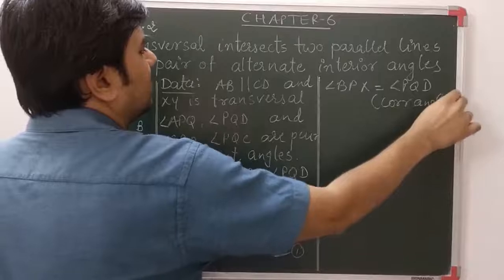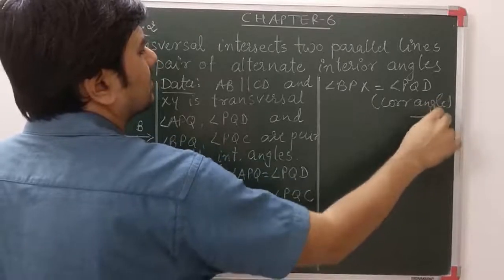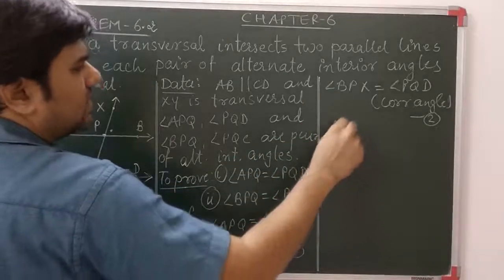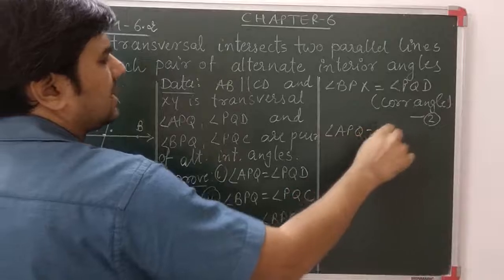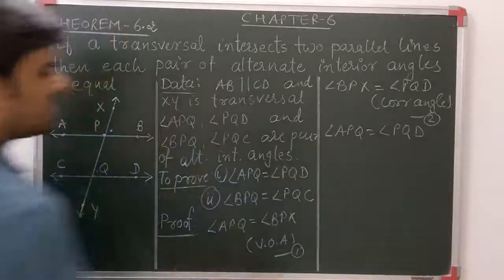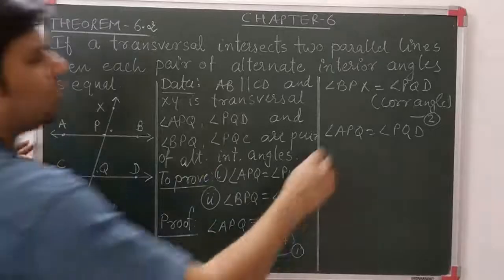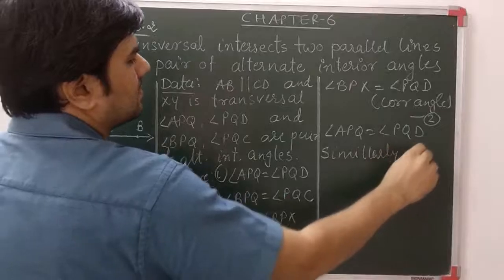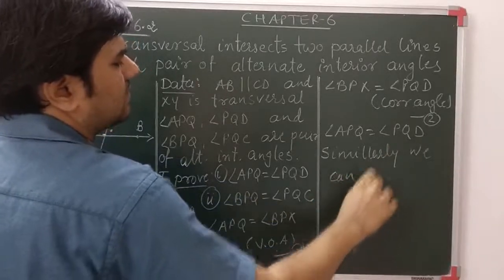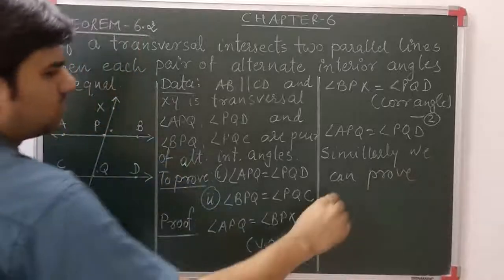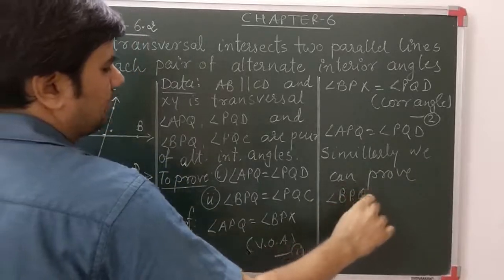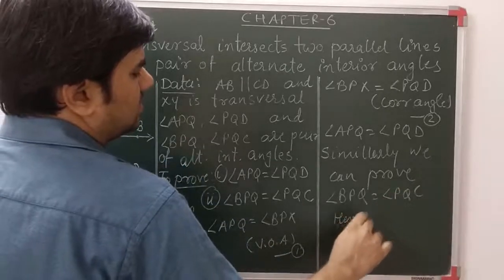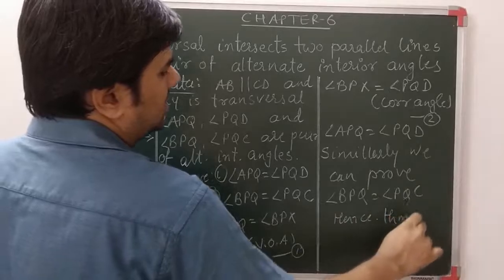So you can see that in the first and second, this BPX is common, so the rest of the two are also equal. So we can say that APQ is the same as PQD. Hence we prove the first one. Similarly, we can prove the second one. Similarly, we can prove that BPQ is the same as PQC. Hence the theorem is proved.